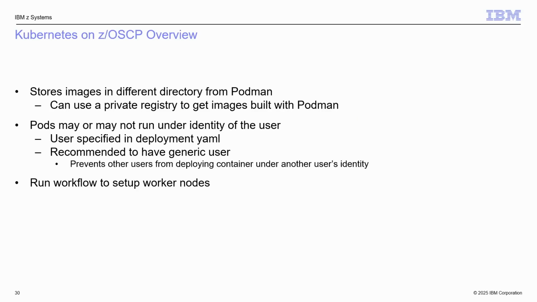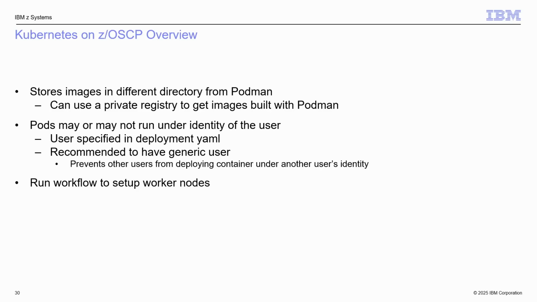A few key differences with Kubernetes and Podman I should run through real quick. Kubernetes stores images in a different directory than Podman does, which means if you are building an image with Podman and you want to try and run it with Kubernetes, you cannot just run it. You will have to push it into a private registry and then pull the image back down with Kubernetes in order for Kubernetes to have access to it.